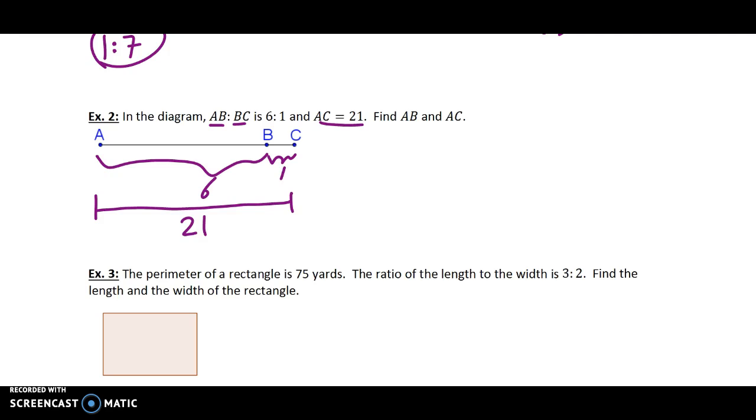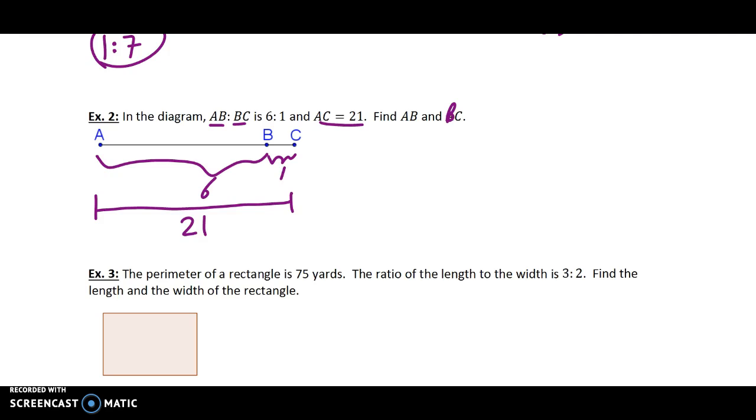I want to find the actual length of AB and BC. This should say BC. My apologies, typo. Find the length of AB and the length of BC. Well, you might notice, if I currently leave it the way it is, 6 and 1, that would not add up to 21, right? So I need to figure out what multiple of 6 and 1 would add up to 21. If I double it or quadruple it or multiply it by 5, whatever, would those add up to 21?